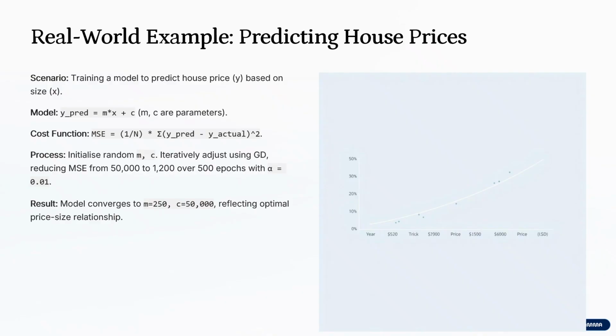Process: initialize random M and C. Iteratively adjust using gradient descent, reducing MSE from 50,000 to 1200 over 500 epochs with alpha equal to 0.01. What is the result? The model converges to M equal to 250, C equal to 50,000, reflecting the optimal price and size relationship.